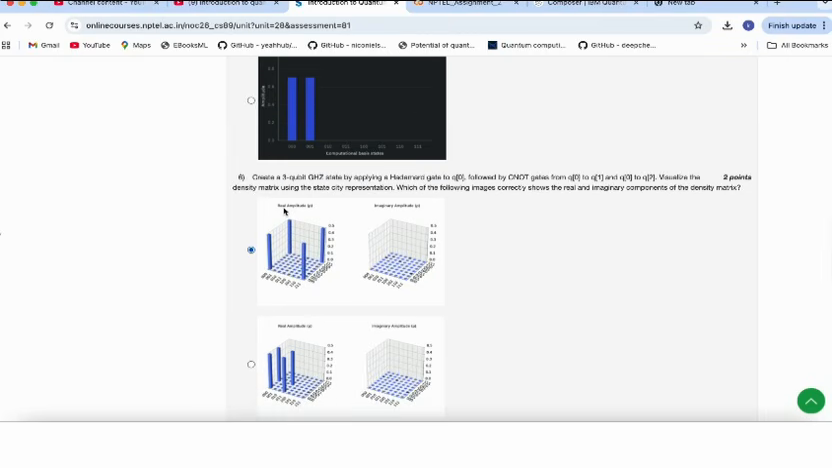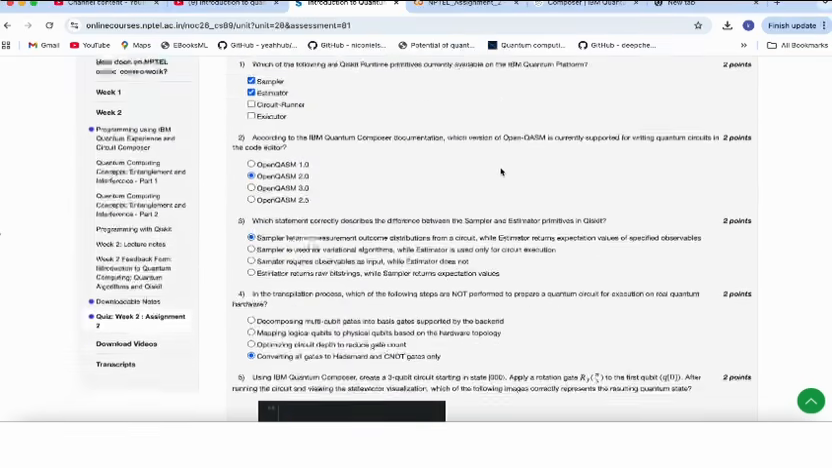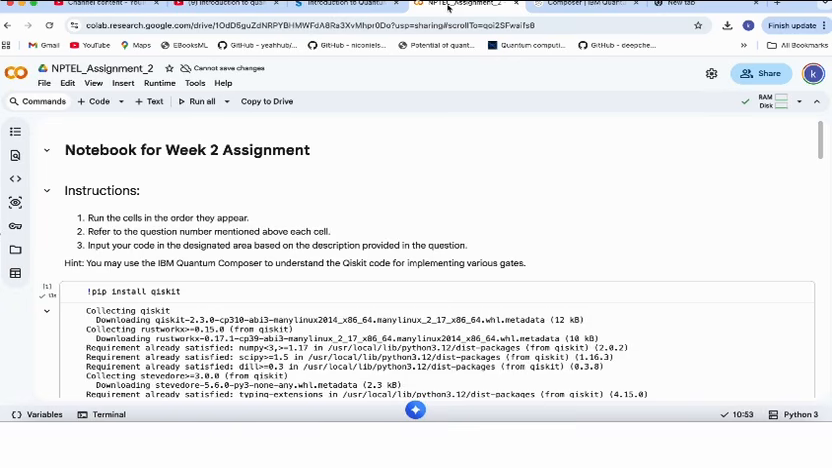Next, question number 6. Here we are going to create a 3-qubit state by applying an H gate on Q0, followed by CX gates from Q0 to Q1 and Q0 to Q2, and visualize the density matrix. They ask you to visualize the density matrix, right? And for this they have already given a workbook here. If we click here, we will be redirected to the following workbook.